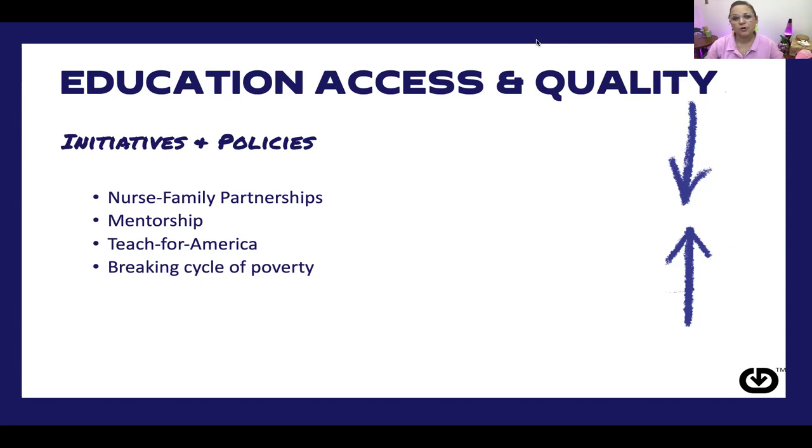Teach for America is a program that brings qualified teachers into underfunded, struggling schools in exchange for loan forgiveness on their student loans. And again, here, the goal is really breaking the cycle of poverty to increase wealth in the community to have better education.